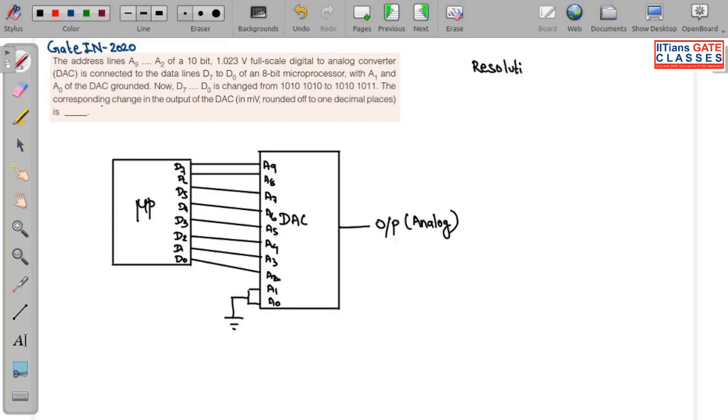Resolution of DAC is what? It is V full scale divided by number of steps. Okay, so number of steps is given by 2 to the power n minus 1. So what is the full scale value? It is given 1.023 volt divided by 2 to the power 10 minus 1. So 2 to the power 10 is what? It is 1024. 1024 minus 1. So that is 1023.